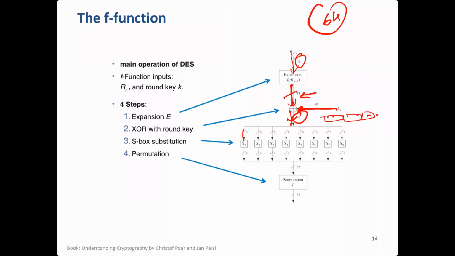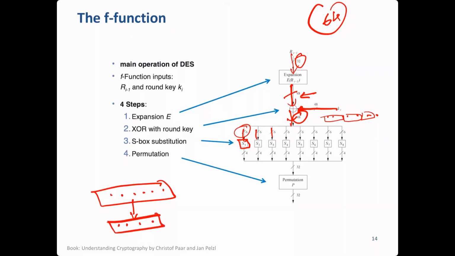So this is the first group, second group, third group, and so on, and then perform the S function, the substitution function, on each. Look at these 6 bits, and transform them into 4 bits. How do you transform this? You substitute these 6 bits by 4 bits using some table.